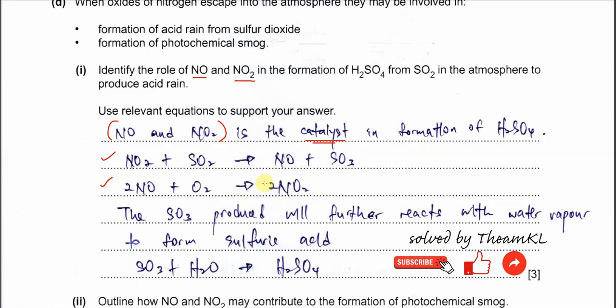After that, you must explain, or you give the equation, how the sulfuric acid or the acid rain forms. After the SO3 is produced, the SO3 will react with water to form the sulfuric acid. You can explain like this, or you can just give the equation.